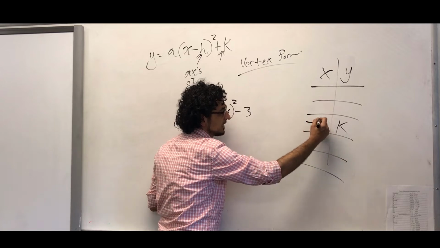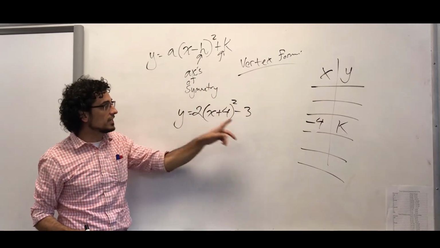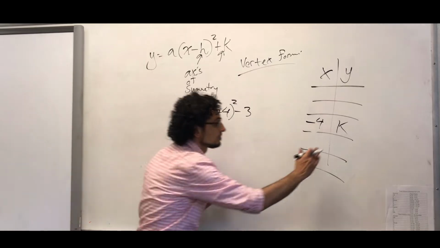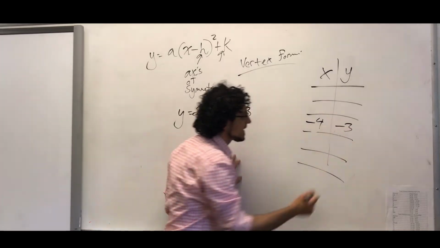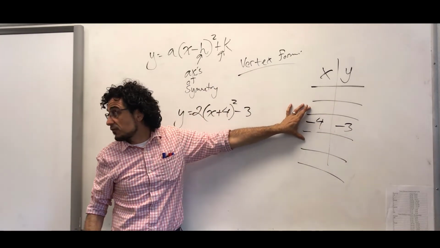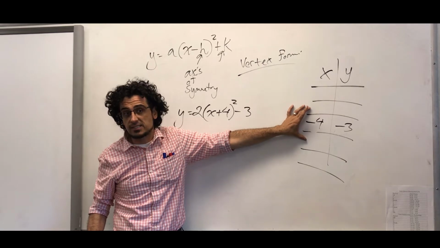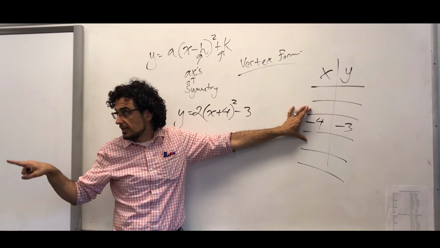So my axis of symmetry is x = -4. And then over here I've got what for k? -3. Nice. All right, cool. So now we want to go ahead and plug in our information in our table on either side of our axis of symmetry. Are we good?